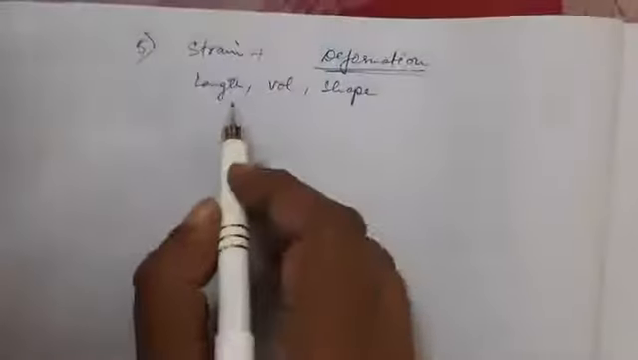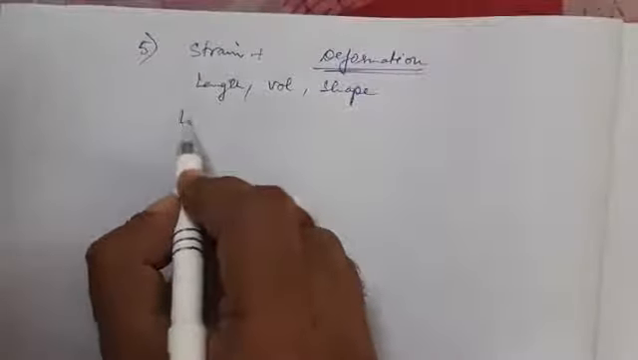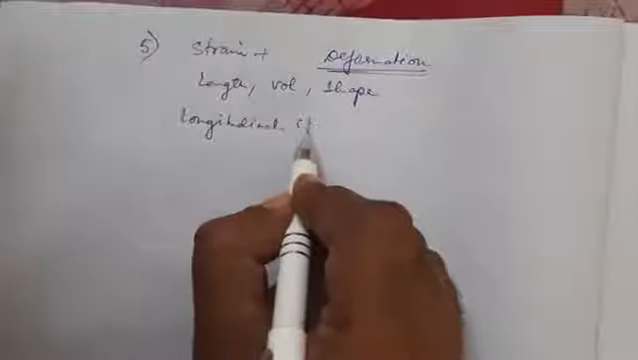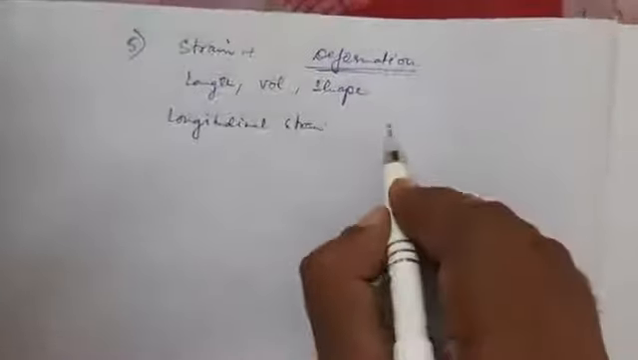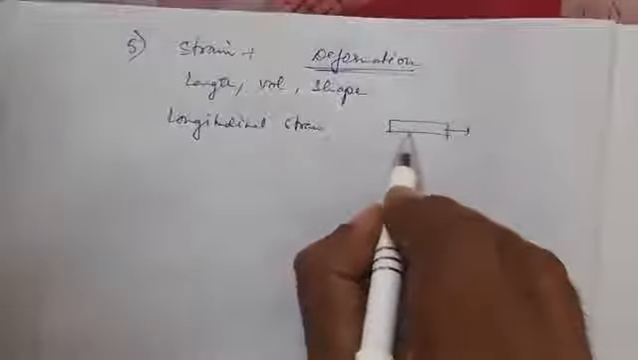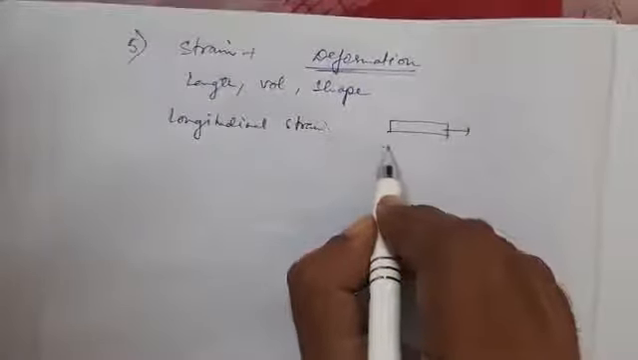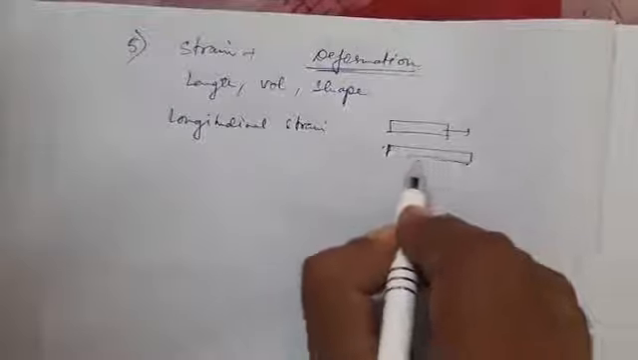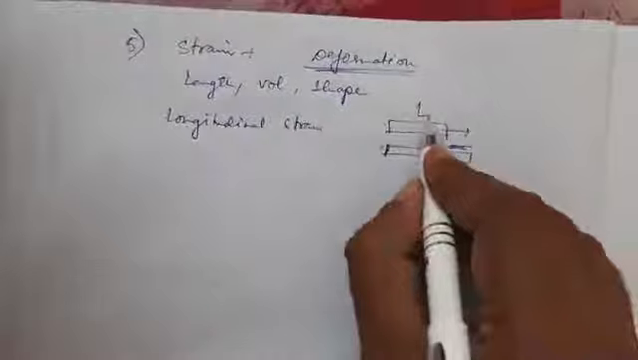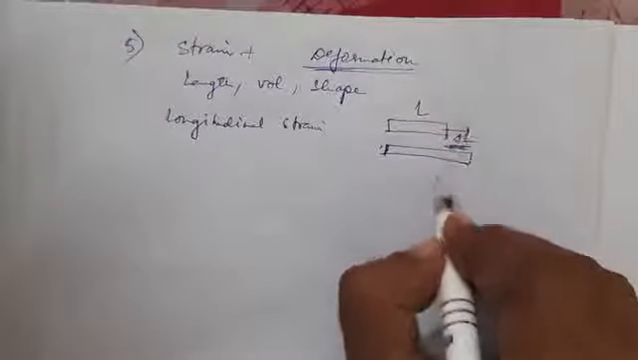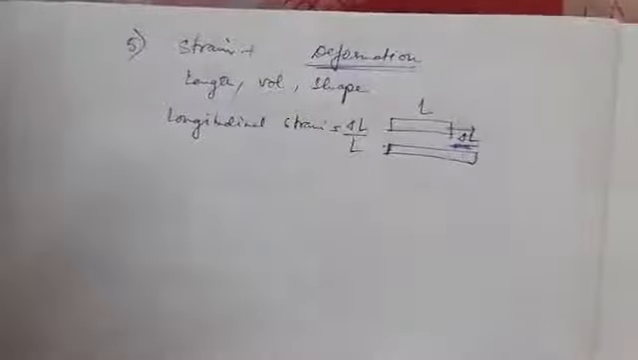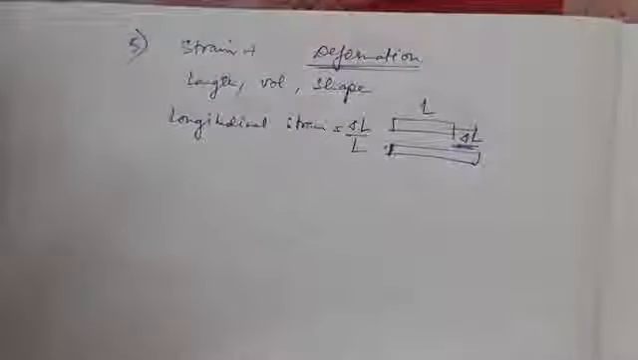For longitudinal strain, you can explain it like this: a rod is being pulled, so we are trying to increase the length of the rod. If the original length is L and the increase in length is delta L, then longitudinal strain is delta L by L.